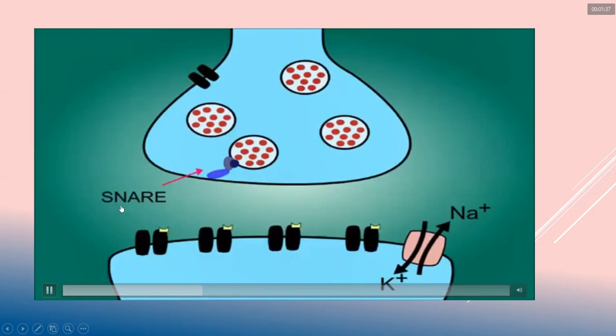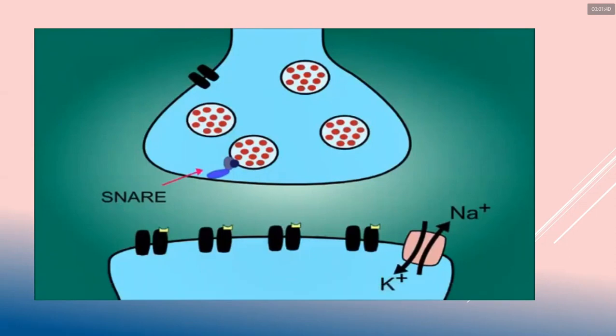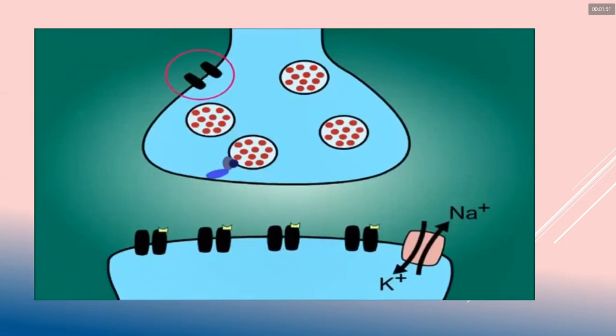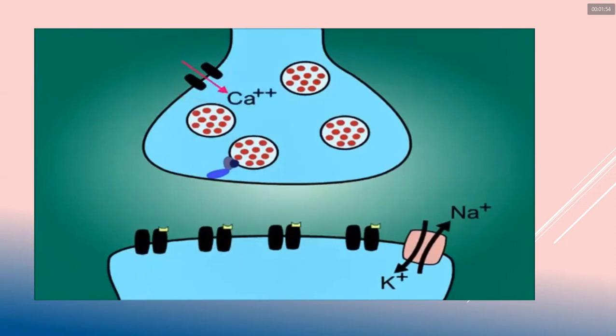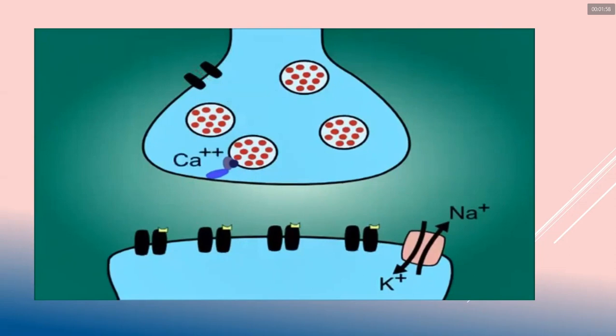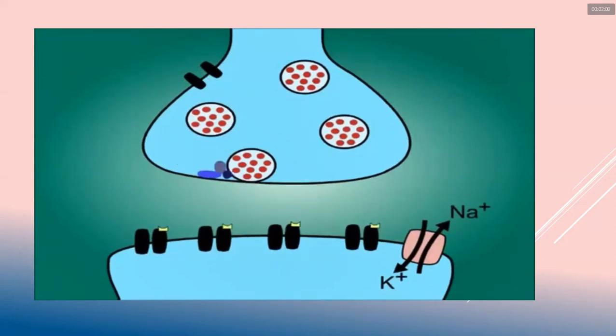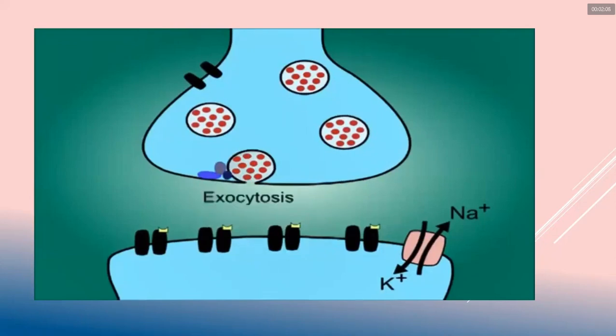And they bind to other snare proteins on the cell membrane. When the axon terminal of the presynaptic neuron receives an electrical signal from an action potential, it causes calcium channels to open, letting in positive ions. Calcium will bind to the proteins and cause them to pull the vesicles closer to the phospholipid bilayer membrane, where the vesicles will fuse with the membrane and cause an exocytosis.